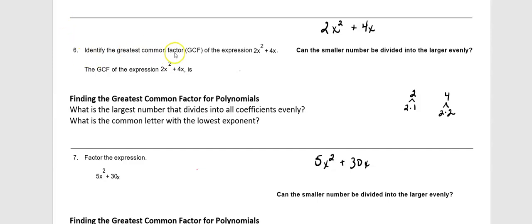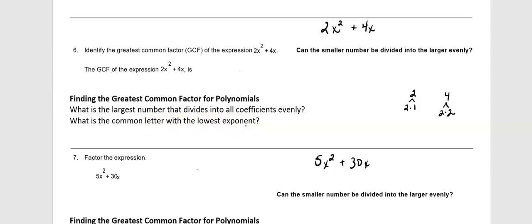Identify the greatest common factor, which is the GCF, of the expression 2x squared plus 4x. So in class, we talked about defining the GCF, the greatest common factor of polynomials, using two questions. The first question is, what is the largest number that divides into all coefficients evenly? And the second question, what is the common letter with the lowest exponent?